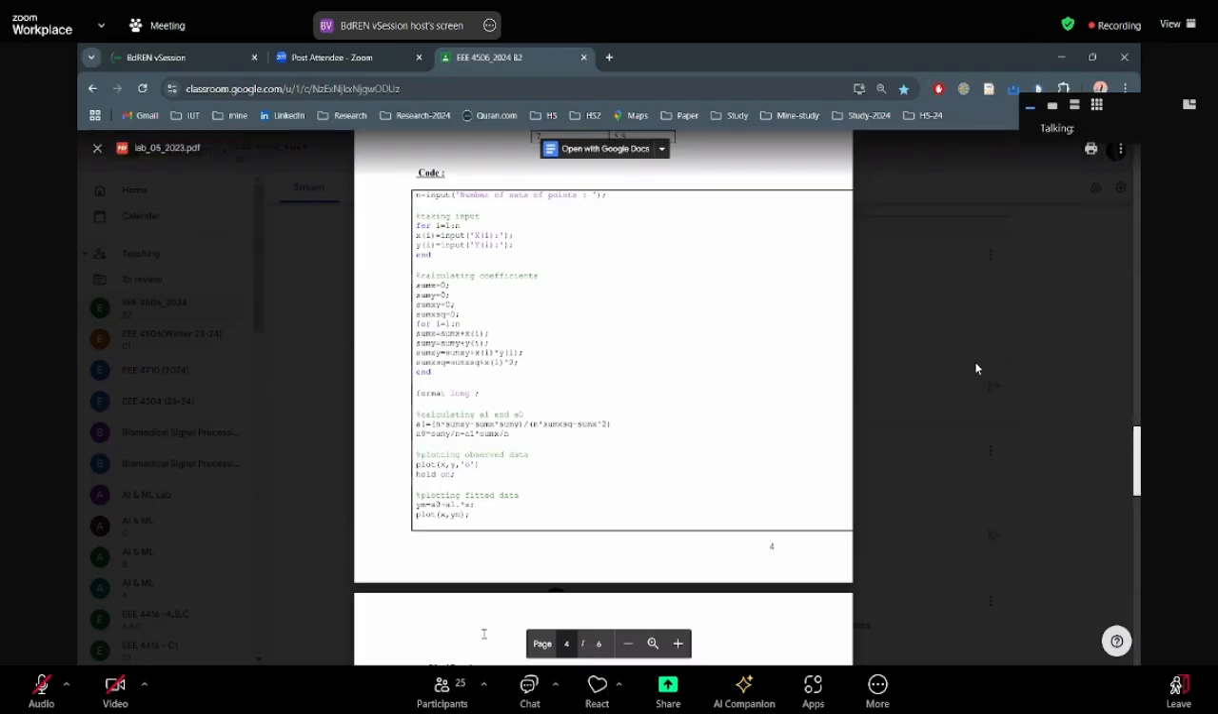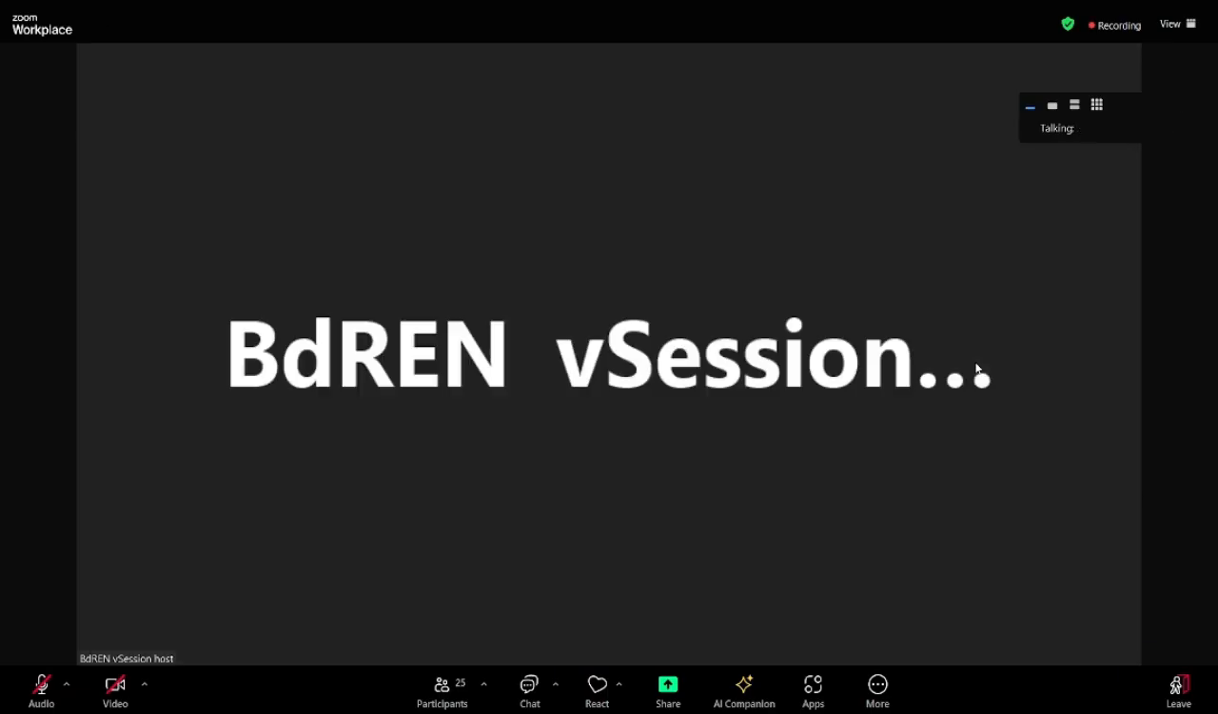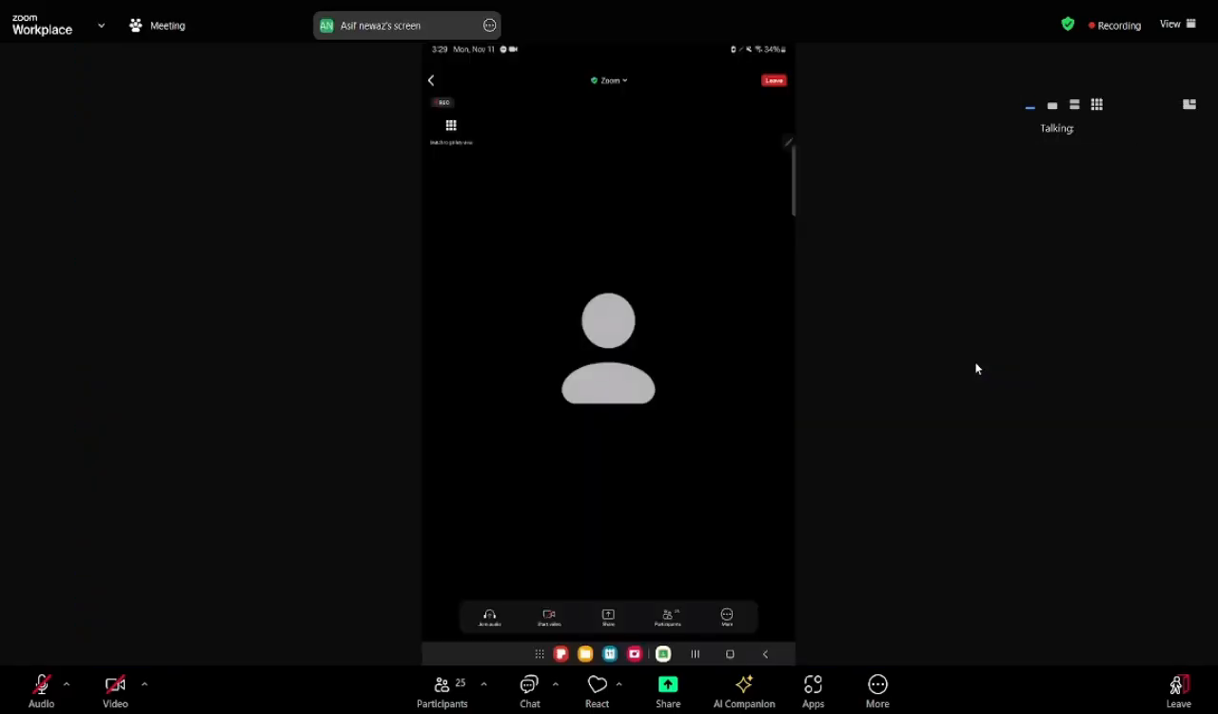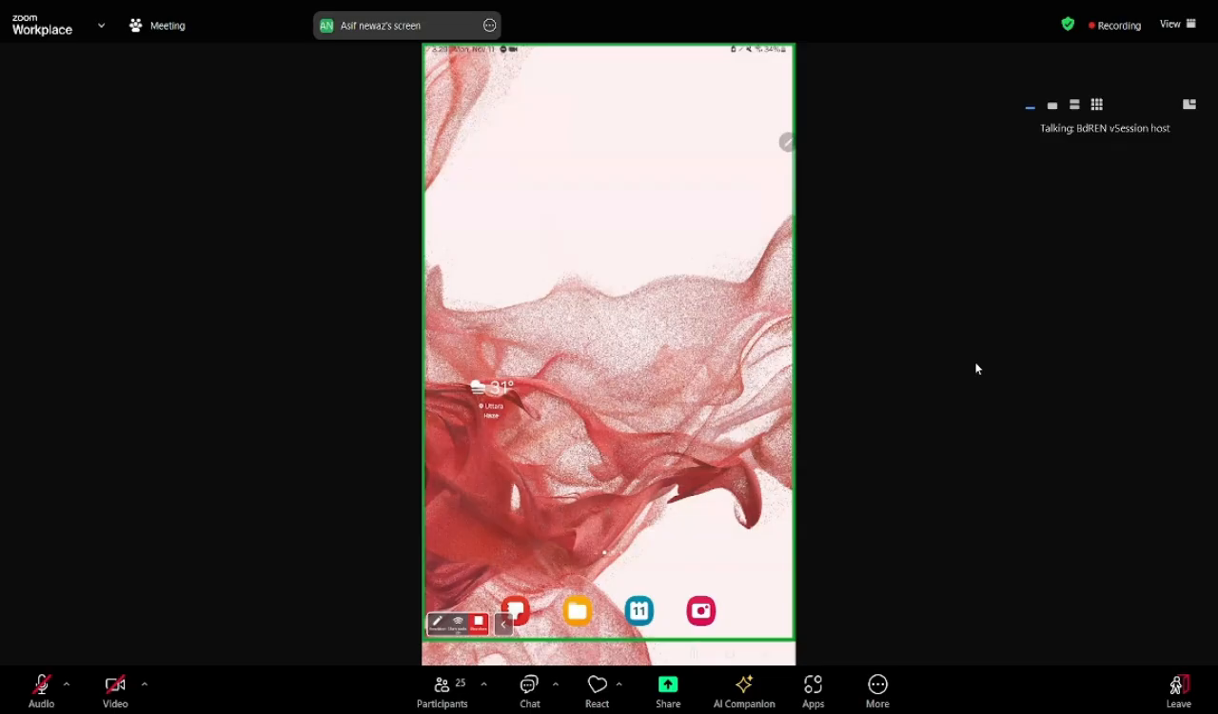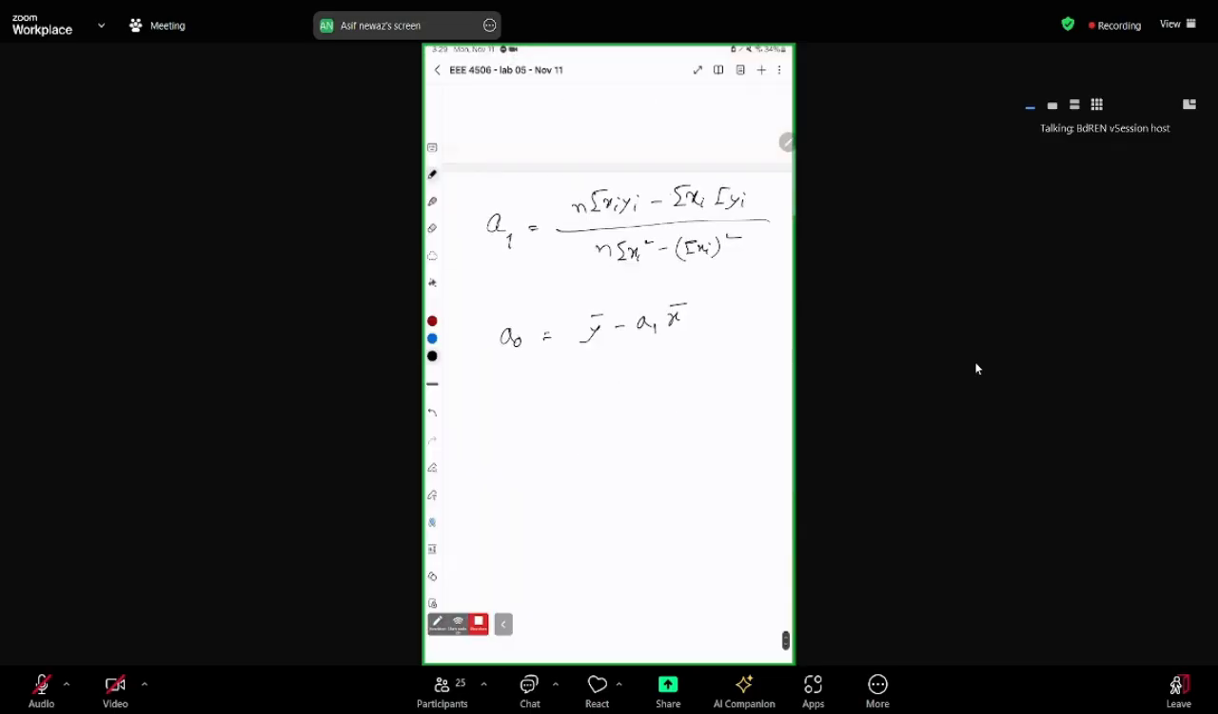Let me directly share screen, share. No. So can you see the tab screen?